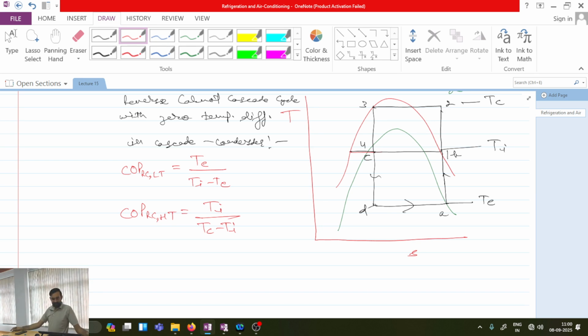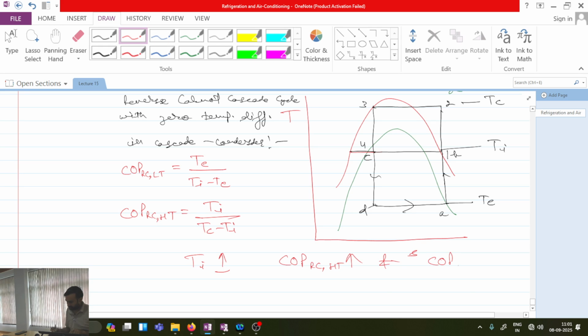Is this correct? Now, let us consider, if you increase Ti, what will happen? If I increase Ti, then the COP of RCHT will increase and the COP of RCLT will decrease. Is this one clear or not? If I increase Ti, this COP will increase and this COP will decrease.